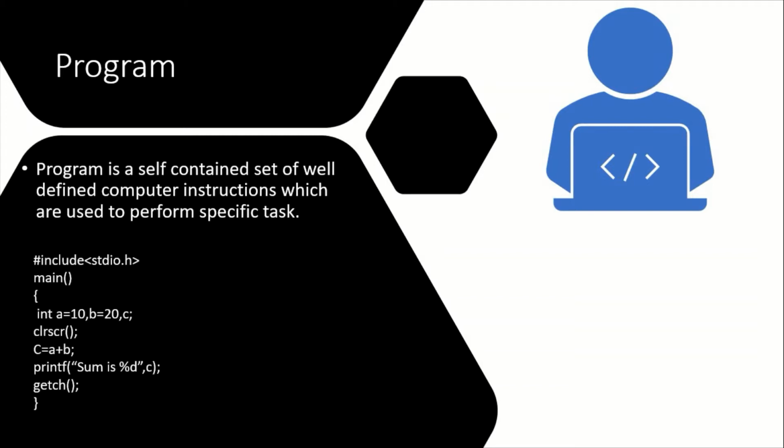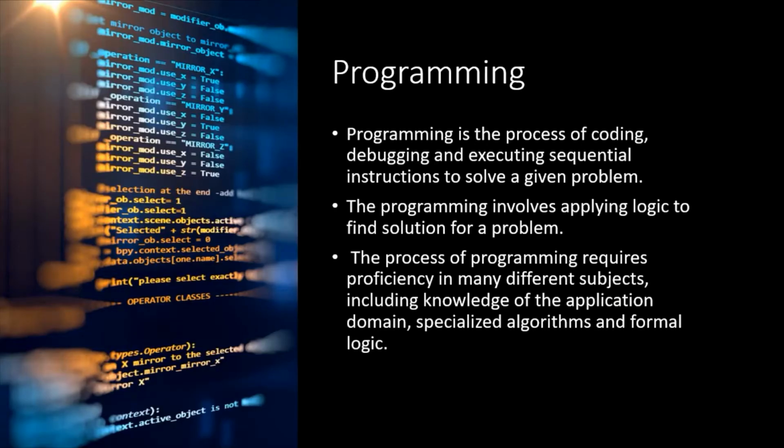Here there is one example of C program which will add 10 and 20, and it displays the addition on the screen. Next is programming. Programming is the process of coding, debugging and executing sequential instructions to solve a given problem. So here coding indicates writing instructions in the programming language.